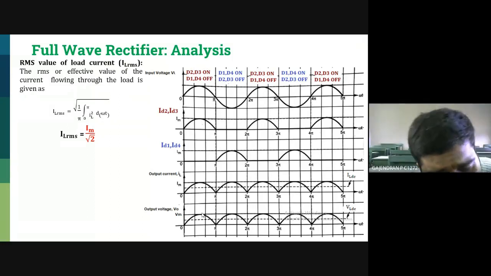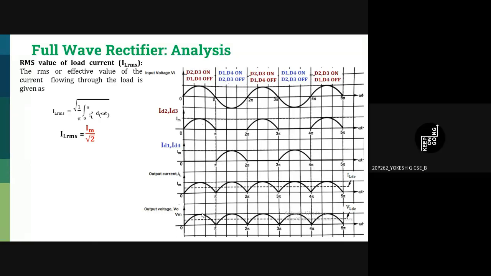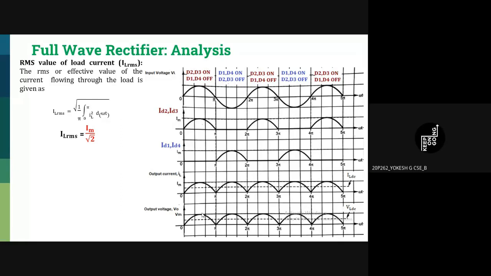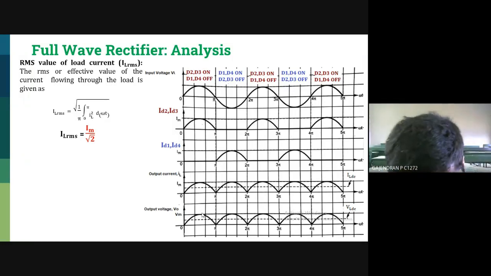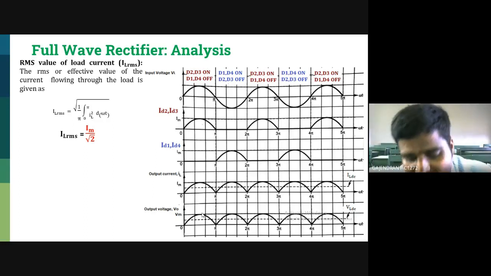What about the RMS current in your previous case? Any idea? What came for the half-wave rectifier, sir? Im by 2, how much came here, sir? Im by root 2. Again, the RMS current of the full wave rectifier is greater than that of your half-wave rectifier. Okay?